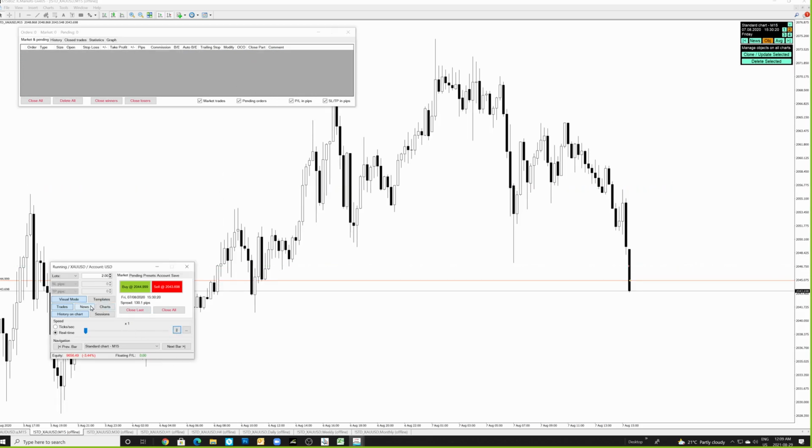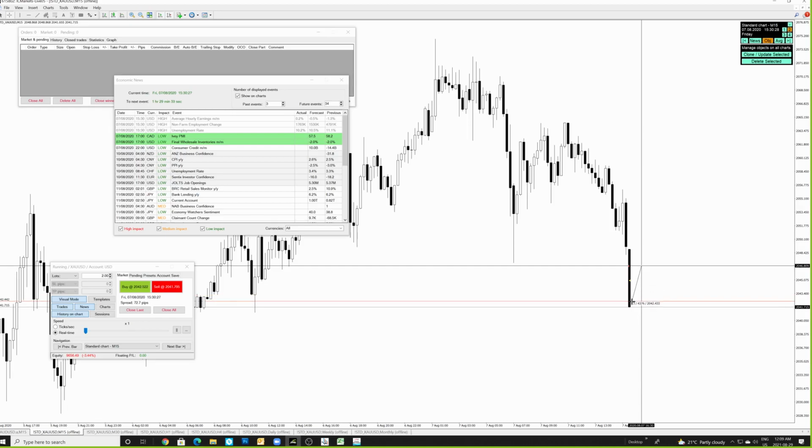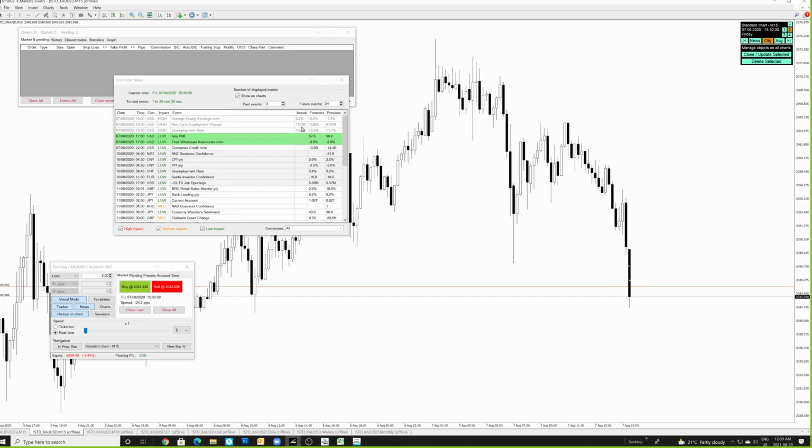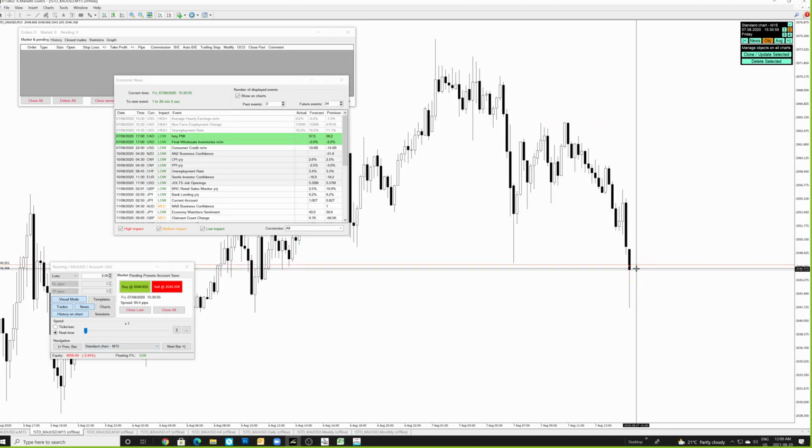Let it run. Let's take a look at the news event. The news was, oh wow, look at that, still moved down over here. This was 17 pips, moved around 40 pips over here. So news was good. Okay, August 2020, good news. Sell activated. 17 pips. August. Let's move on towards September now. Oh wow, look at that, right? Secure profits.